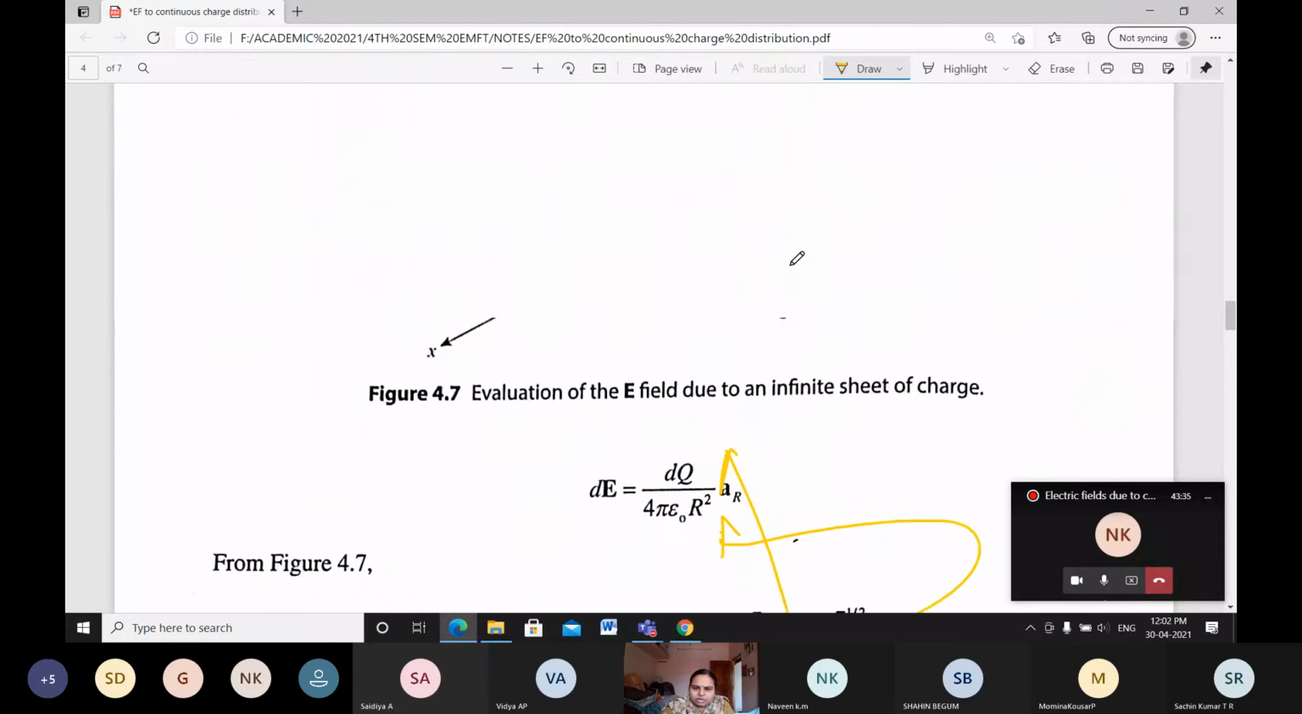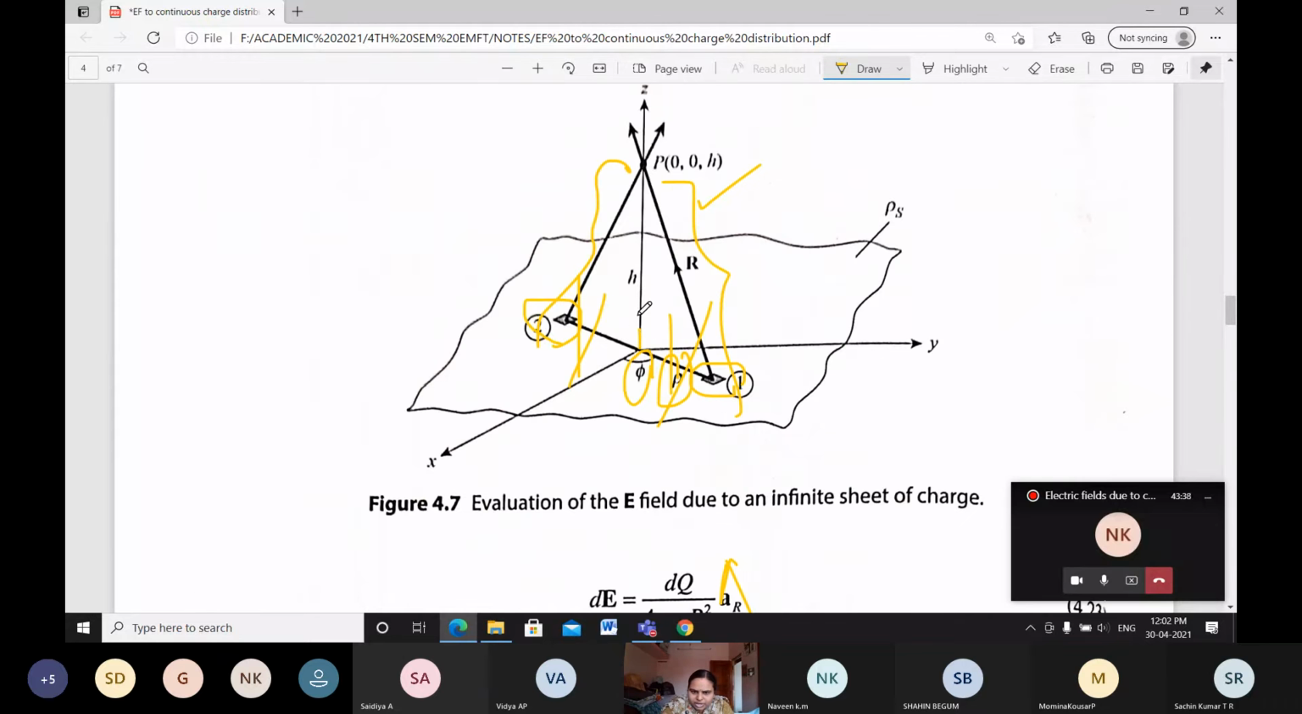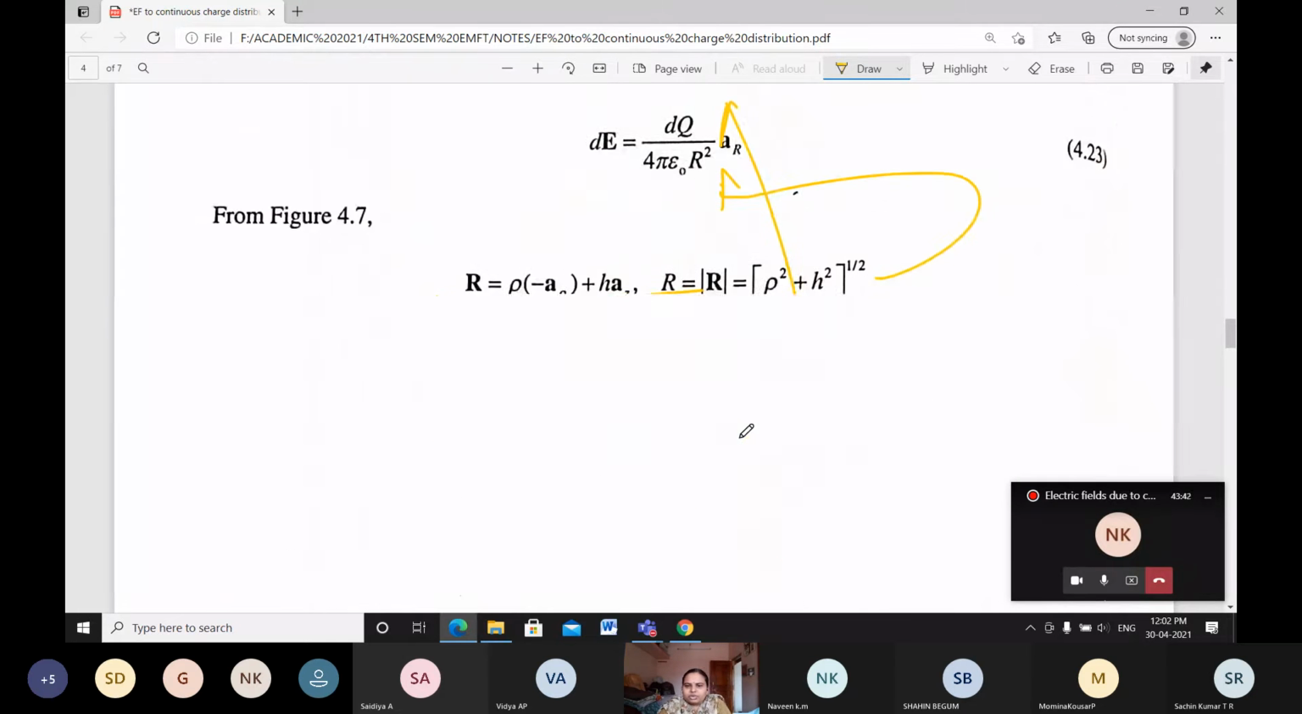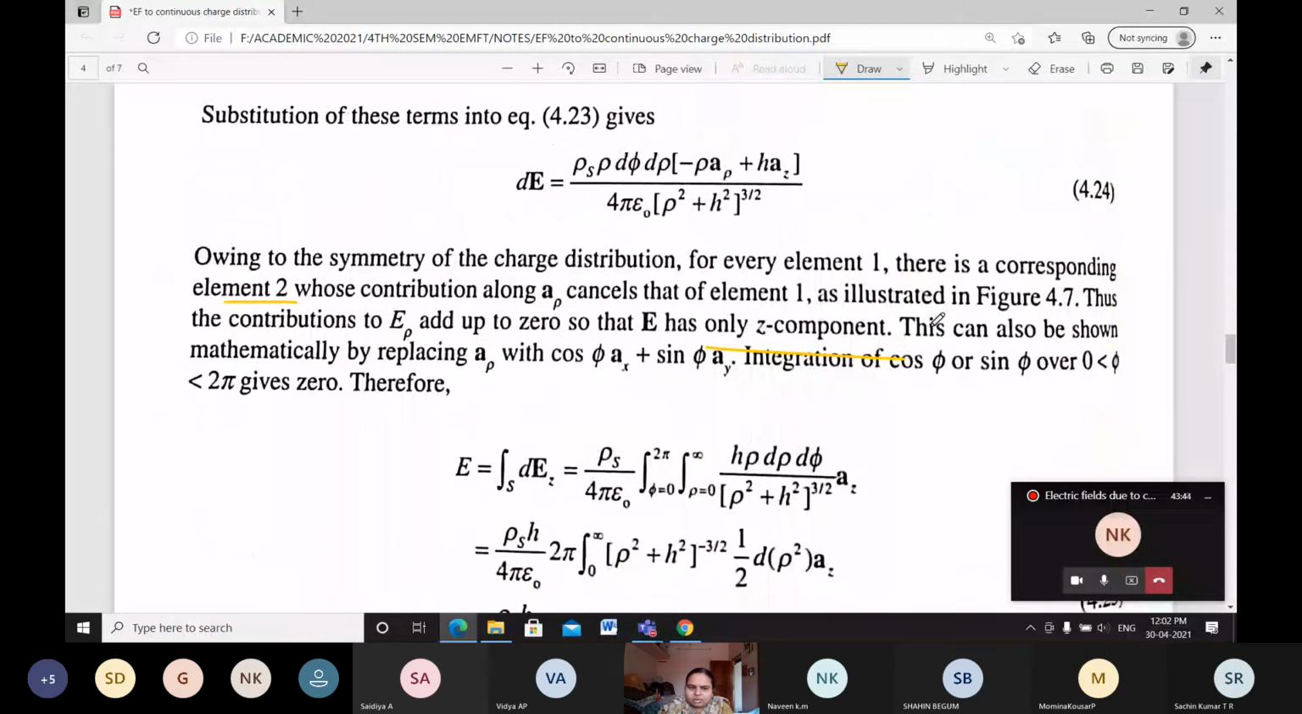Meaning if these two cancel off, then what is the only remaining part? In the z direction only, meaning the z component is going to exist. This can also be shown in a mathematical fashion, replacing a_rho with cos phi a_x plus sin phi a_y. We can write it so. Then integrating cos phi and sin phi, with phi changing. Phi is going to change in the cylindrical coordinate system. We already came to know phi varies from 0 to 2 pi.